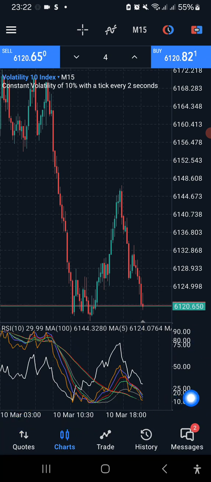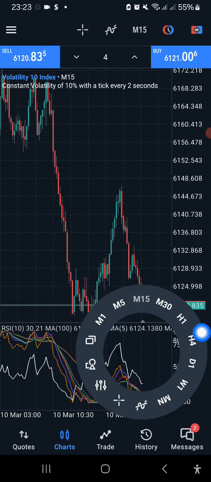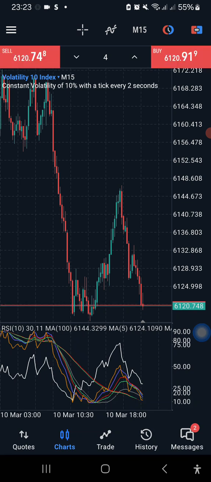So you can see currently I have RSI. You see the values of the RSI I'm having. You see I have MA, which is moving average. So I have the 100 moving average and the 5 moving average. Okay, so how do you get to your indicators? How do you add indicators? How do you do all these things?